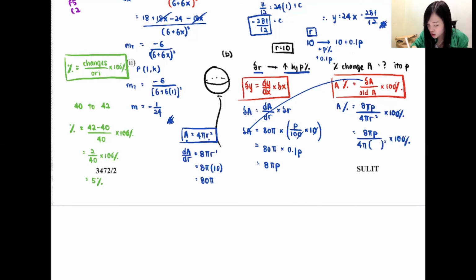So what is the original radius? Isn't it here? The question tells you the original radius is actually 10. So you're allowed to substitute 10 inside. So guys, pi and pi cancel. 10 squared times 4. 8 divided by 8. Do you guys get the answer? P over 50 times 100%. So 100 divided by 50 at the end. Do you guys get 2P in percentage?